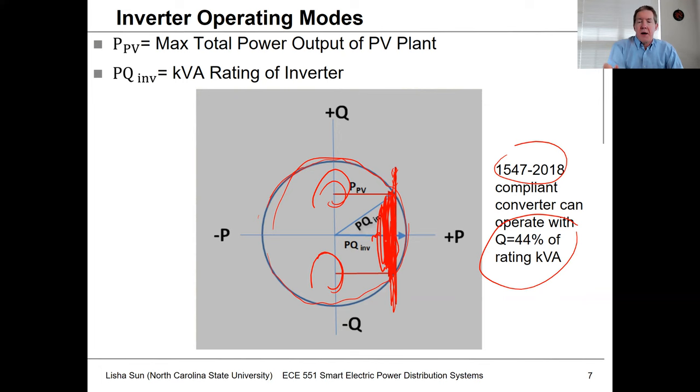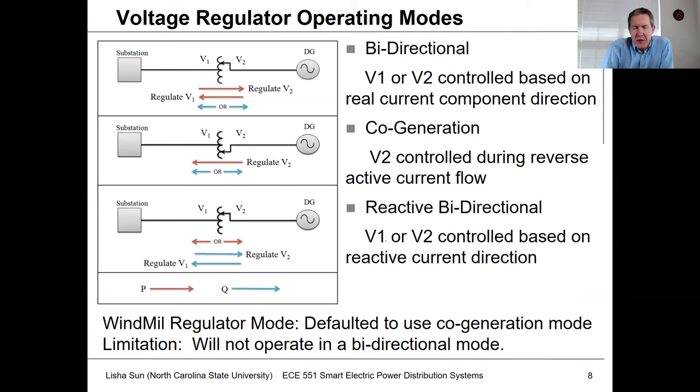So anyway, another thing before we get into the WindMil example is a refresher on the way voltage regulators operate. Typically, a utility would have voltage regulators operating in bidirectional mode. What this means is that the direction of power flow can change. Normally, it's from left to right, but if you had feeder reconfiguration, if you're back feeding a circuit from an alternate source, the power would be flowing through the regulator in the opposite direction. Normally, utilities would have this in bidirectional mode to handle reconfiguration.